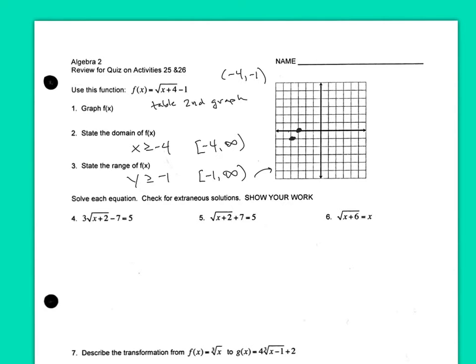Then we have the point -3, 0 and the point 0, 1. Please make sure you plot 3 points and make sure that you have one end with an endpoint and one end with an arrow.